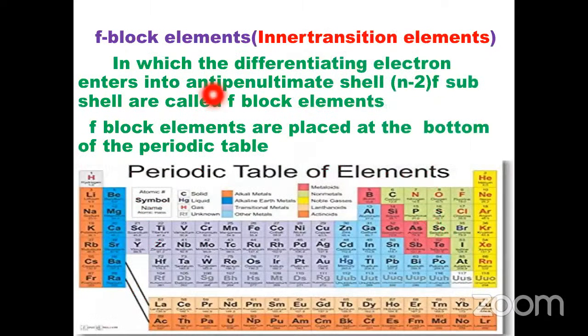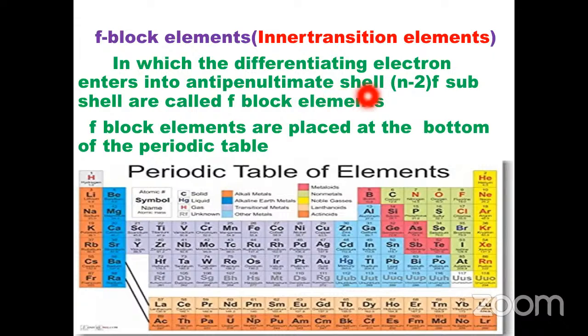Next goes to f block elements. These are also called inner transition elements. What are the f block elements? Elements in which the differentiating electron enters the antepenultimate shell, that is the (n-2)f subshell, are called f block elements.